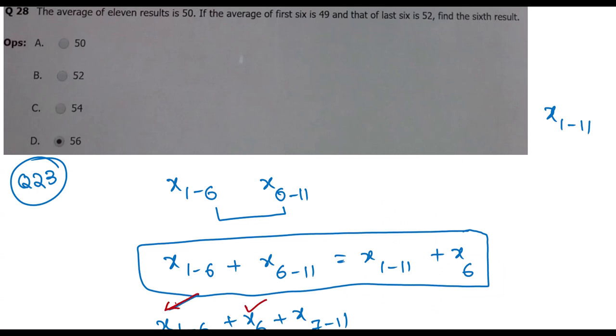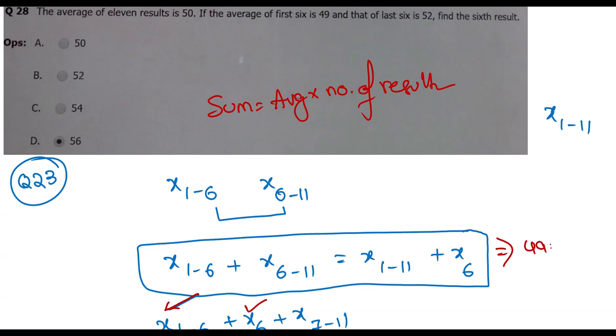So if you identify this, a lot of questions they'll ask like this only. The one which is common in both. So how do we get x1 to 6 here? In the question, the average, sum equals average into number of results. So 49 into 6 plus 52 into 6 is nothing but equal to 49 into 6, 52 into 6.